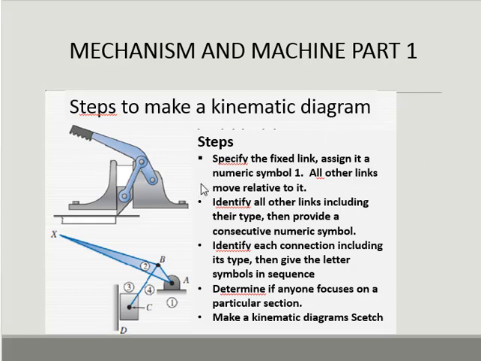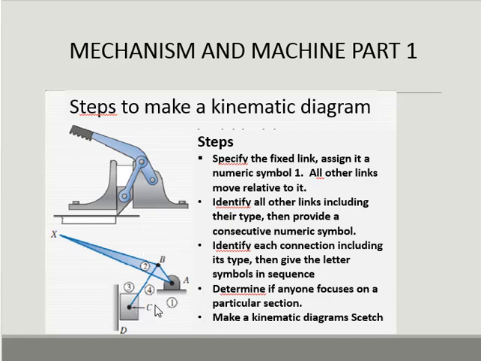The first step is to specify the fixed link. You can look at the fixed link and assign it a numeric symbol, one numeric symbol for the fixed link. All other links move relative to it, or all other links have motion relative to the fixed link. The second step is to identify all other links including their type. Then provide a consecutive numeric symbol.